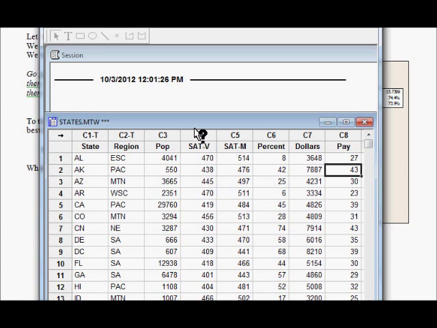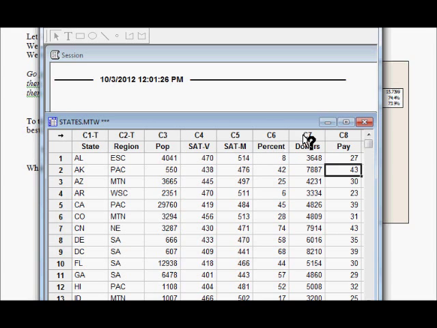We also had the average verbal and math scores for the whole state for the seniors in high school who took the SAT in 1990. So in Alabama, the average verbal score was about 470 for the seniors, and the math score was 514. And we also had the percent of seniors who took the test in that state in 1990. So only 8% of the seniors took the SAT in 1990, while in Alaska, 42% took it.